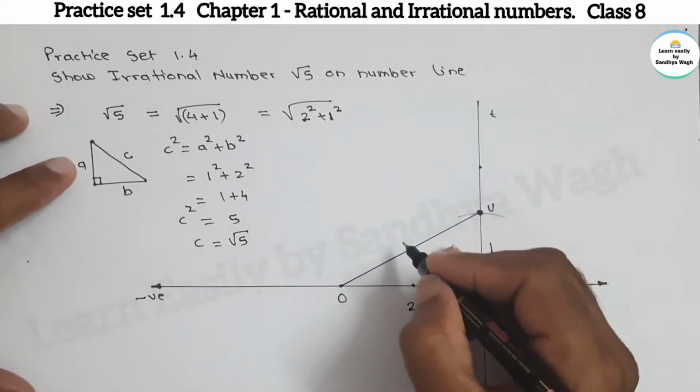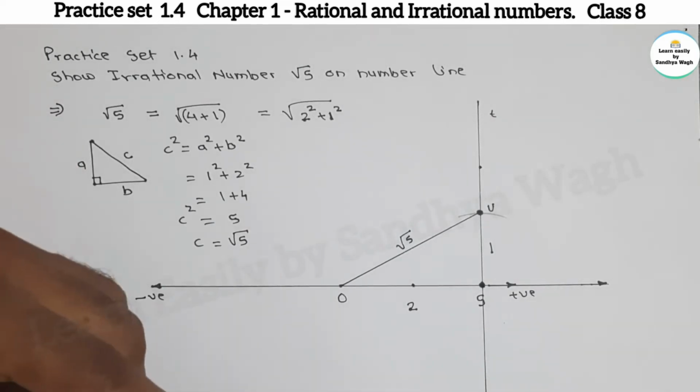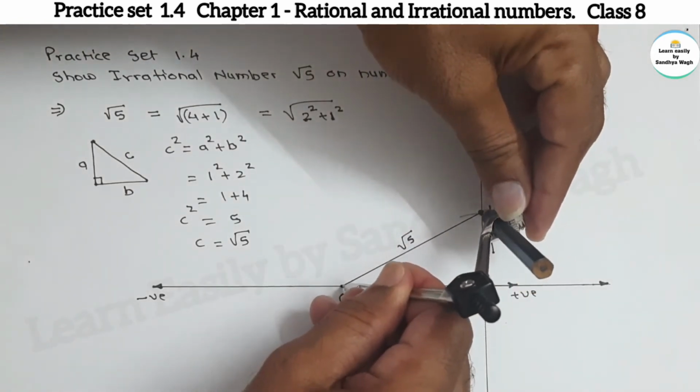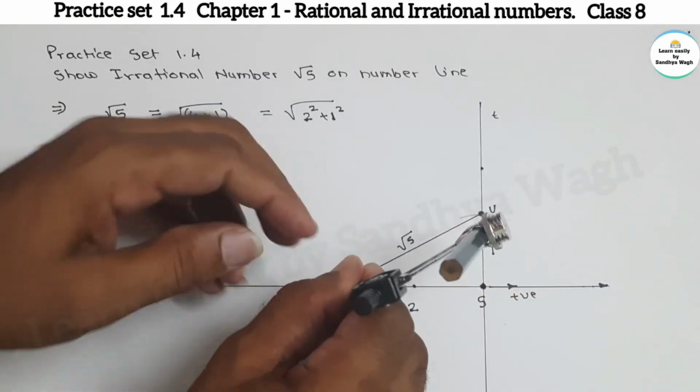So this distance is root 5. We got this distance as root 5. Take this distance in the compass. Match these two points O and U. And mark this distance on the number line.